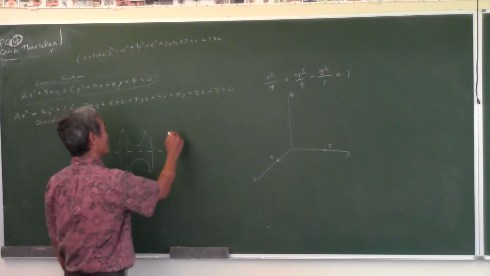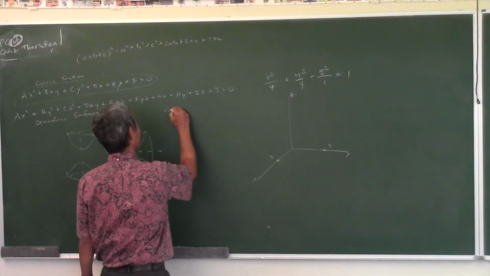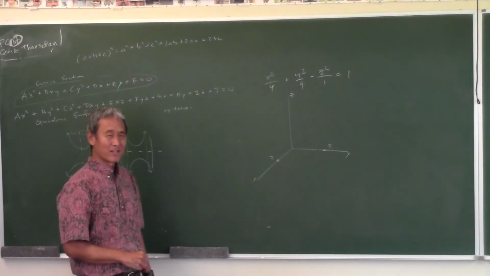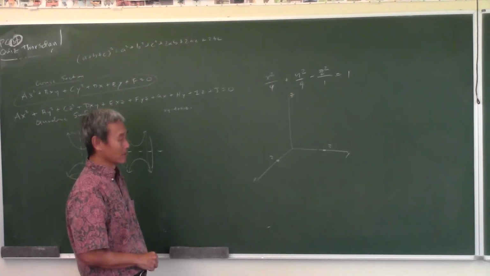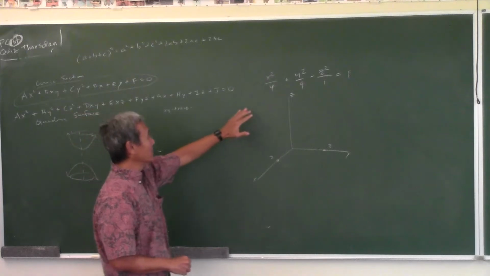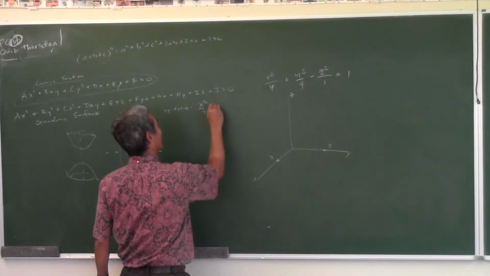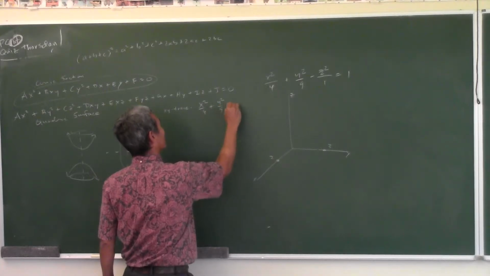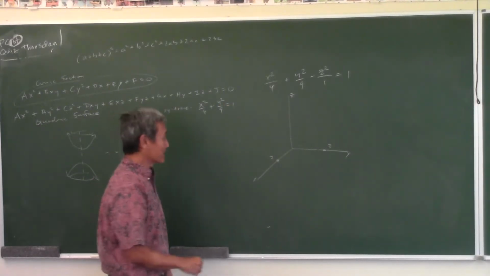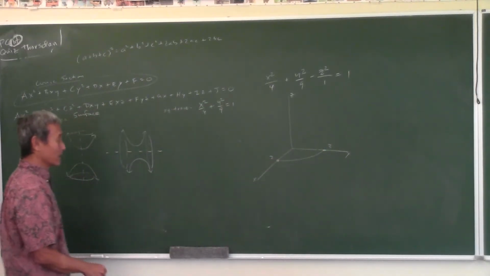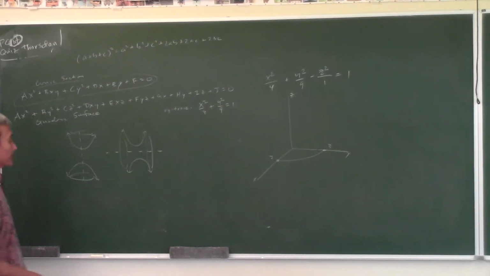Now let's look at the traces. The xy trace. How do you find the xy trace? Where it touches the xy plane. You set z equal to 0, and you get x squared over 4 plus y squared over 9 equals 1. That's an ellipse. So the trace in the xy plane is like that. That's where it hits the xy plane.